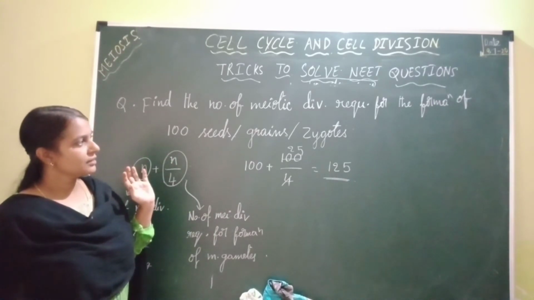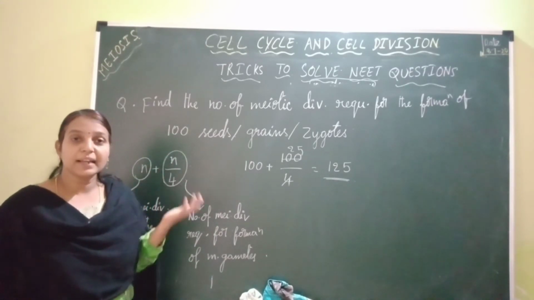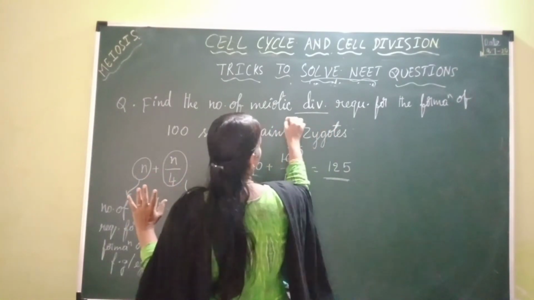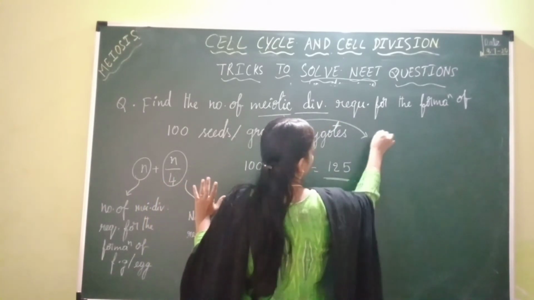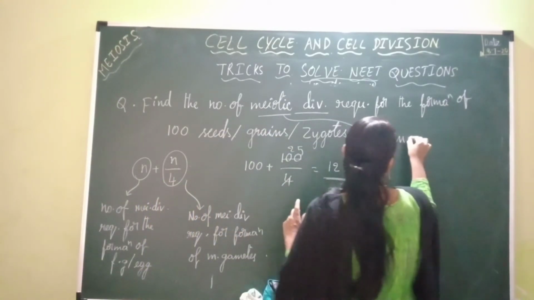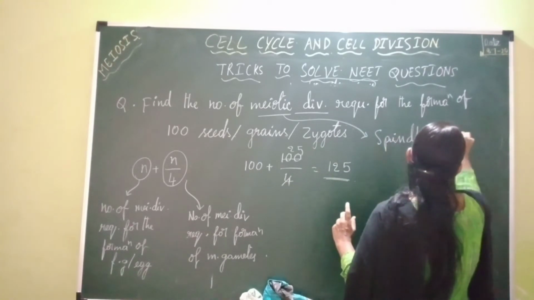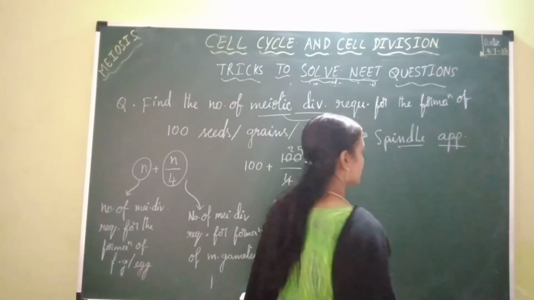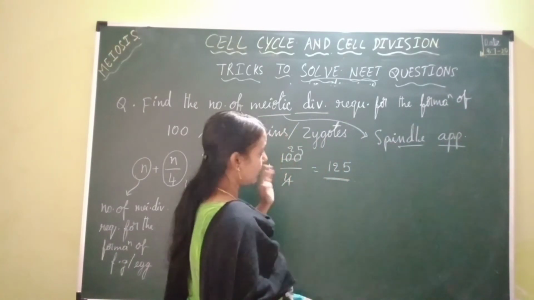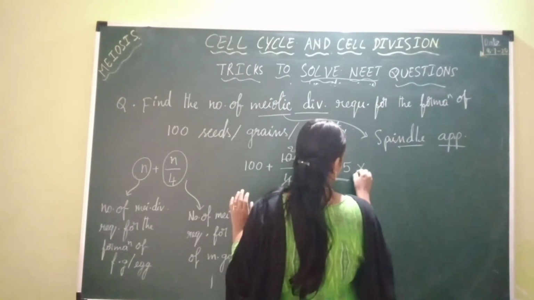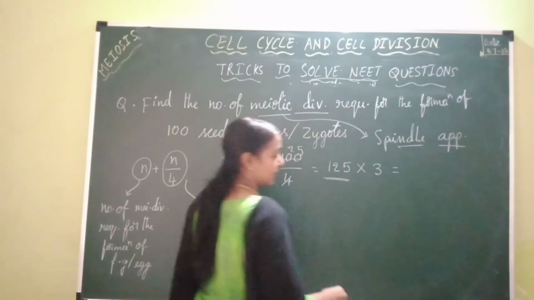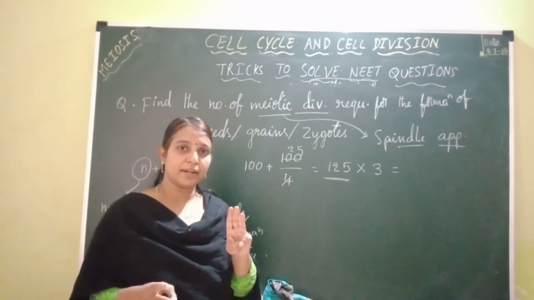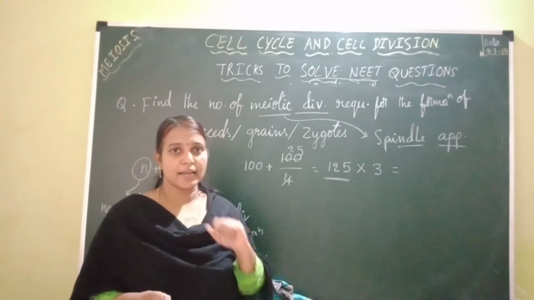For the same question, find the number of meiotic spindle apparati required for the formation of 100 seeds. We solved meiotic divisions; now let's see the spindle apparati. We use the same formula to find the number of meiotic divisions, then multiply it by 3, because per one meiosis 3 spindle apparati will be formed. Per one mitosis 1 spindle apparatus will be formed.